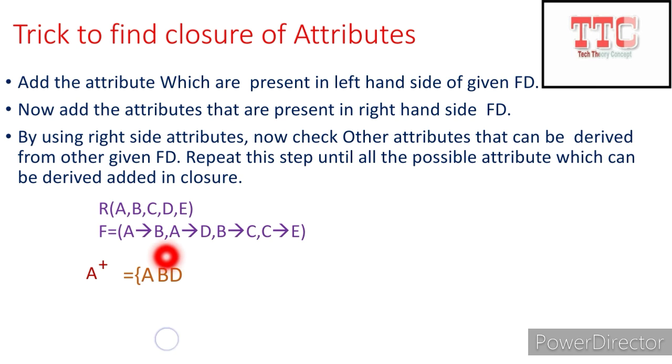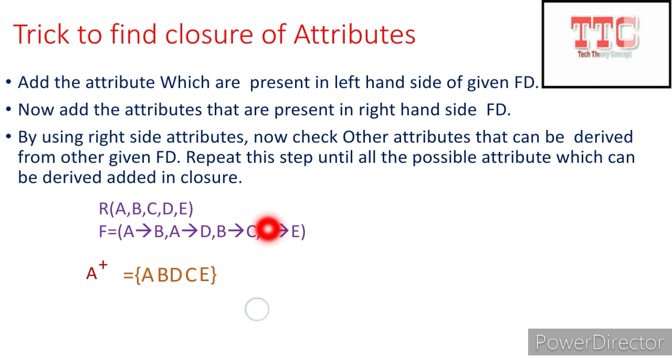Now in the third step, we will check how many functional dependencies start from B and D. You can see that there is no functional dependency starting from D. Only one functional dependency starts from B, that is B determine C. So we will add what is present on the right hand side of this given functional dependency, that is C. Now we have added C, so we will check which functional dependency starts from C, that is C determine E. So here you can see that the attribute E is present on the right hand side, so we will add the attribute E in the closure of A.